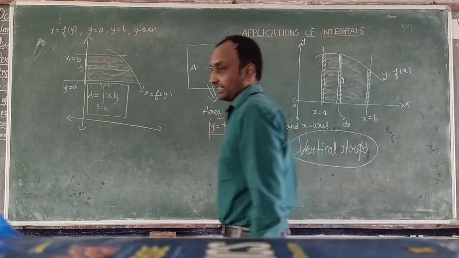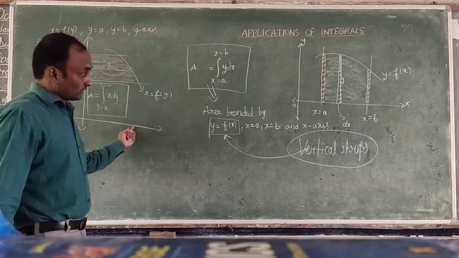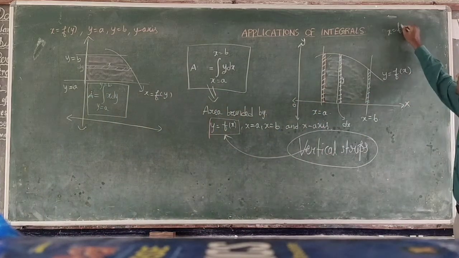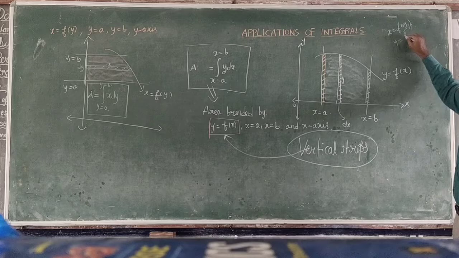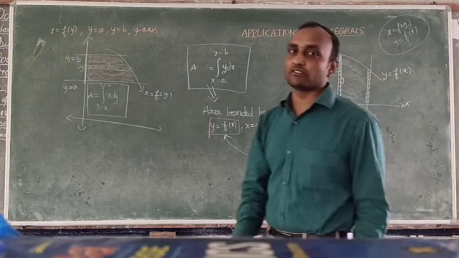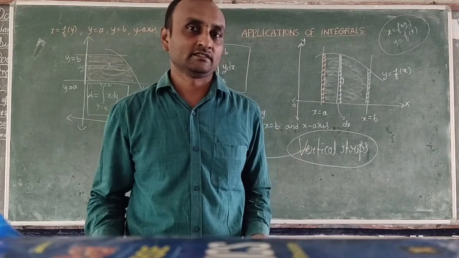In this way, we will find out the required area. So that means they will give x is equal to f of y or y is equal to f of x. If they give a combined equation, you must either express y in terms of x or x in terms of y according to the limits that we get.